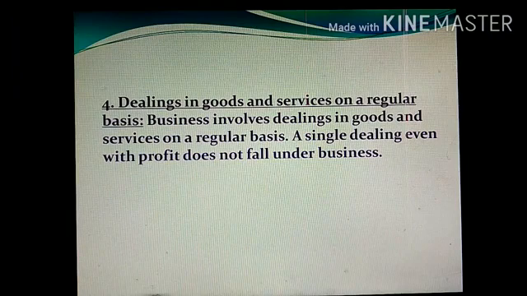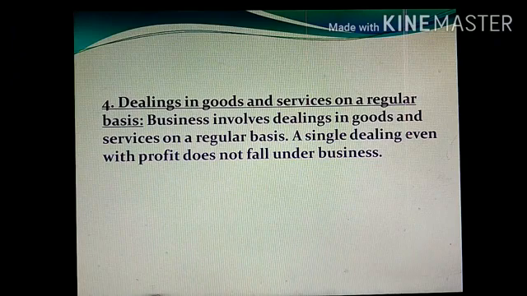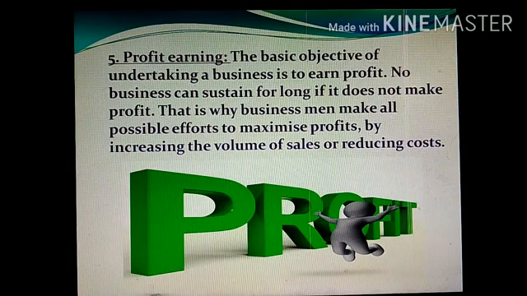The next characteristic is dealings in goods and services on a regular basis. Business involves dealings in goods and services on a regular basis. A single dealing, even with profit, does not fall under business. For example, if a person sells his house and earns profit, it is not a business because it is not done on a regular basis. The next characteristic is profit earning. The basic objective of undertaking a business is to earn profit. No business can sustain for long if it does not make profit. That is why businessmen make all possible efforts to maximize profit by increasing the volume of sales or reducing cost.